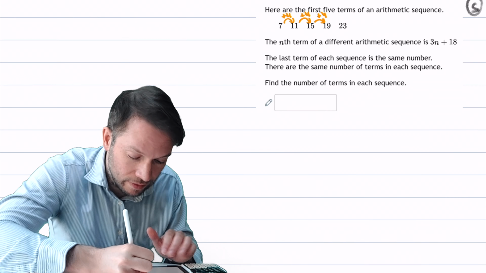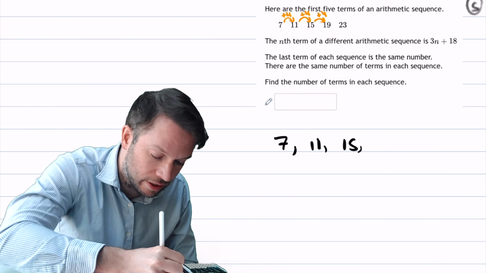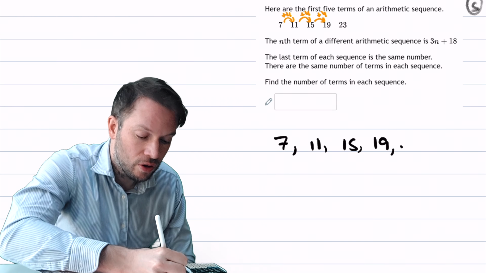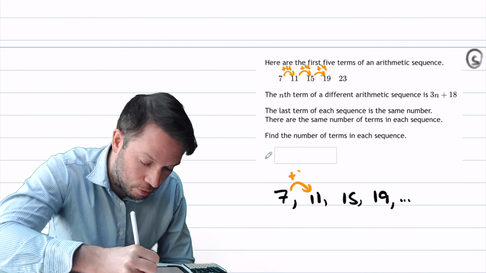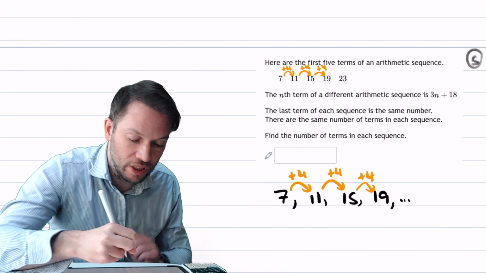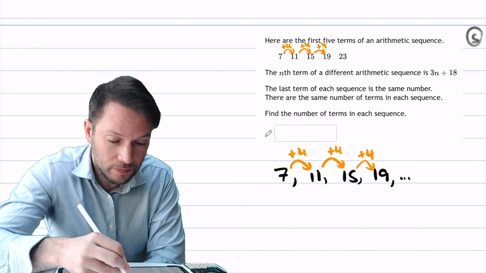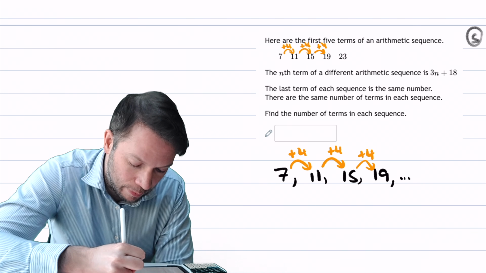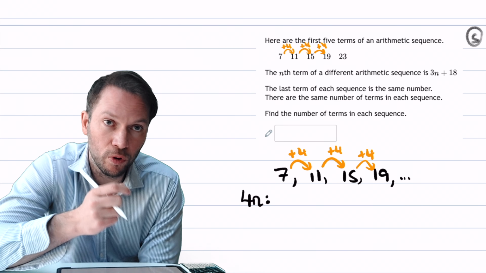Now, how do we do it? If I just copy this out, what you first do is you see what the difference is, the common difference, as we call it. And we saw that we're adding 4 each time. Now, if we're adding 4 each time, then we can start the formula as 4n. So remember, we take that number and we put it in front of an n.